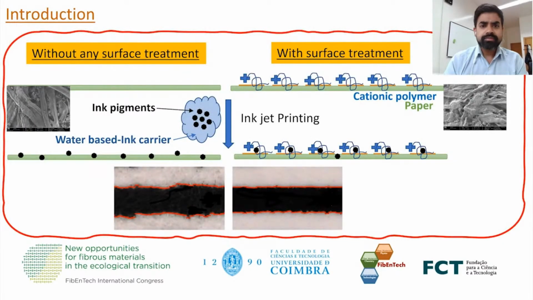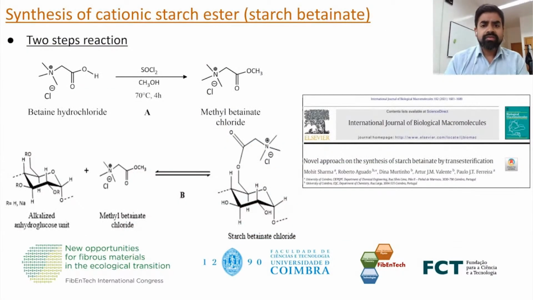Paper requires surface treatment for improving its properties, such as sizing, barrier, and printing properties. In our project, we are focused on improving printing properties. Here, the paper surfaces are compared. It can be noticed that the presence of cationic polymer on the paper surface holds the ink pigments more on the paper surface, whereas those pigments pass the paper surface and go deeper into the paper matrix for paper without any surface treatment. With this motivation, we used a novel method to synthesize cationic starch.